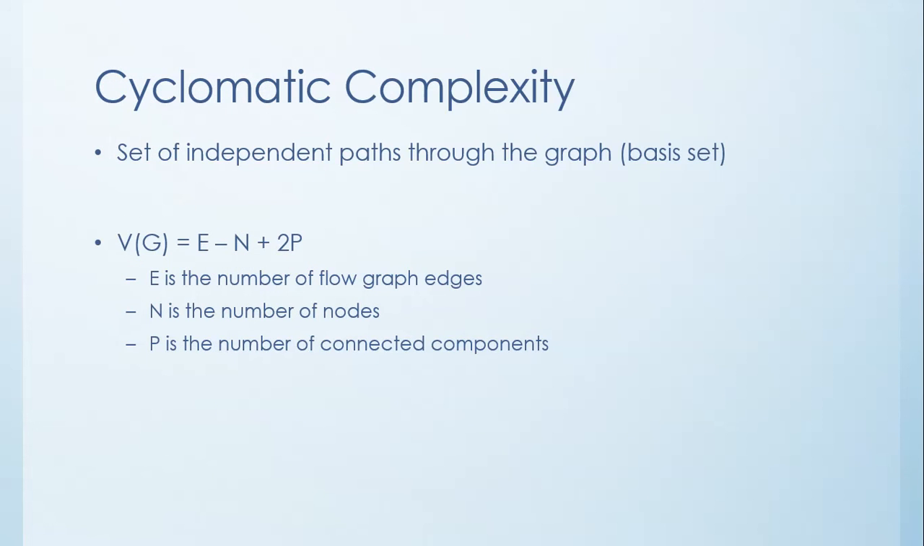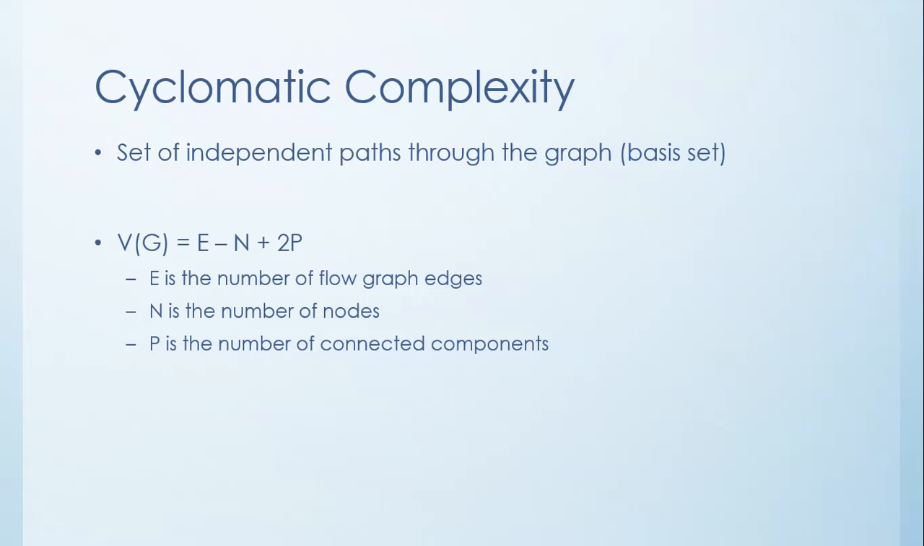But what I would like to get into is how you actually use this to calculate something meaningful, and the thing that we can calculate is what is known as the cyclomatic complexity. Cyclomatic complexity gives you the set of independent paths through the graph, which is the basis set. It is given by this formula here, which is E minus N plus 2P. E is the number of flow graph edges, so that is the lines between each of the bubbles that would be drawn for the flow graph.